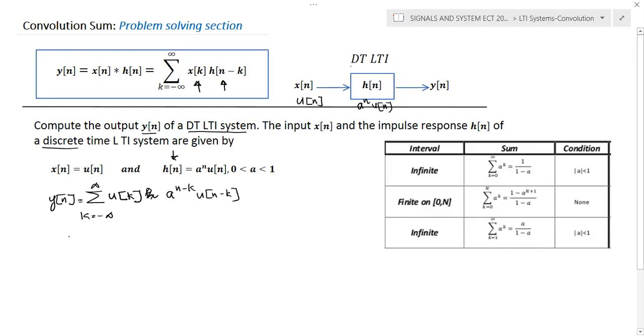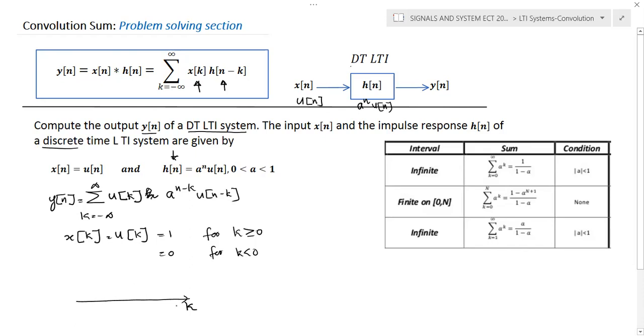Because your x of k is simply u of k. u of k means it's a step signal, so we can write u of k is equal to 1 for k greater than or equal to 0, and 0 for k less than 0. If you draw the waveform, it will be like this. This is very important here, the variable is k.